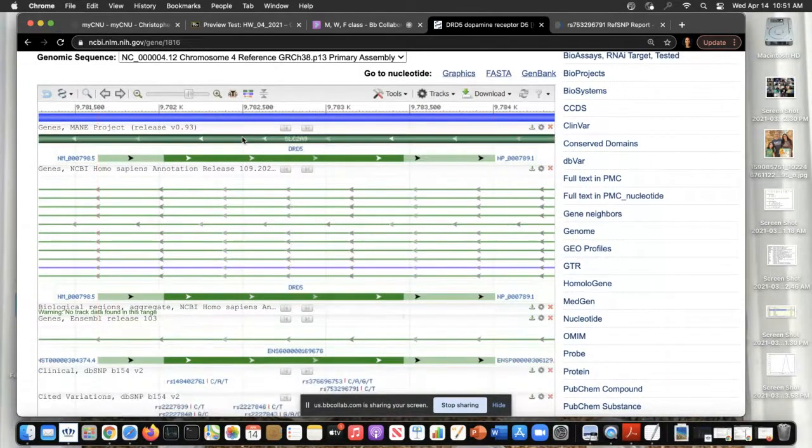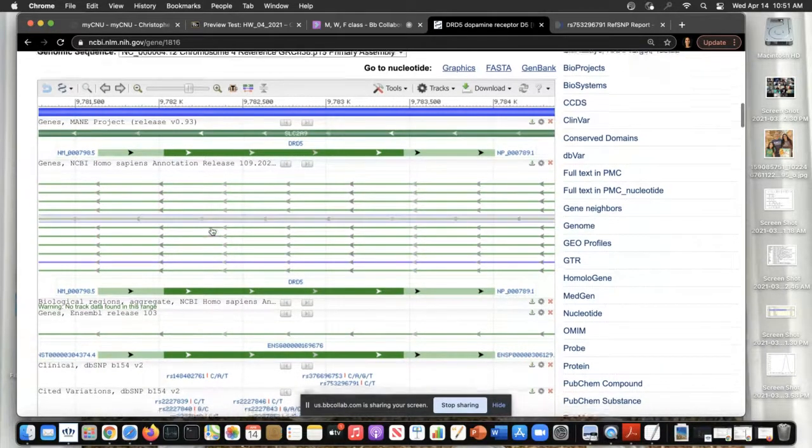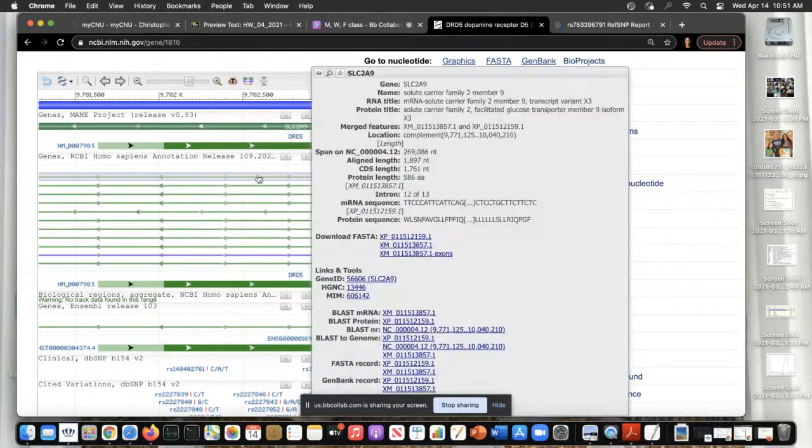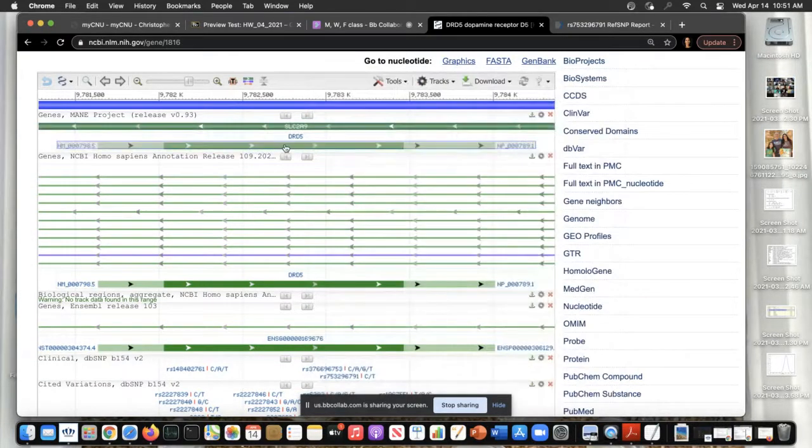So if I expand this gene, then I get all these lines here, which are pointing left. That's how I know they belong to this gene. And the skinny lines are introns. So the DRD5 doesn't have introns, but it is encoded within the intron of this other gene. And that is what is unexpected about that.